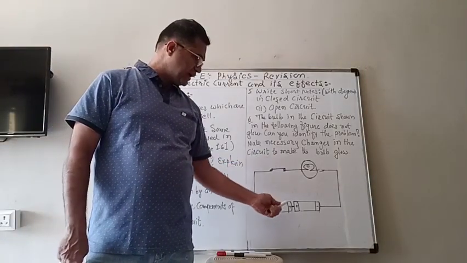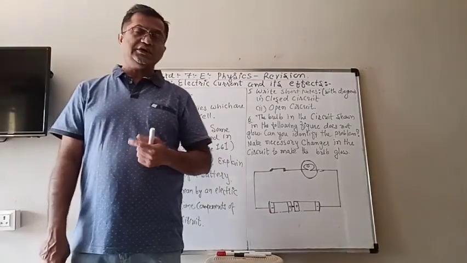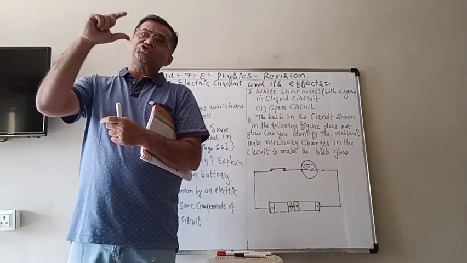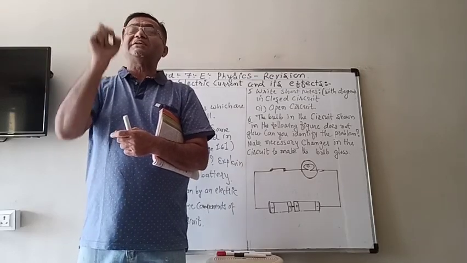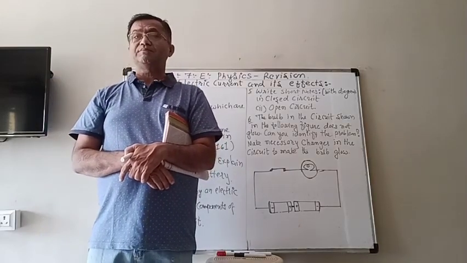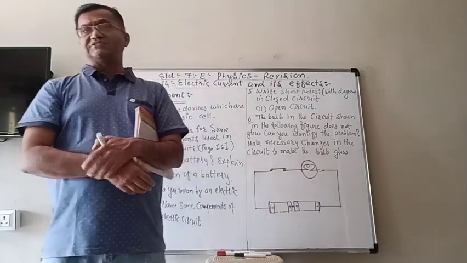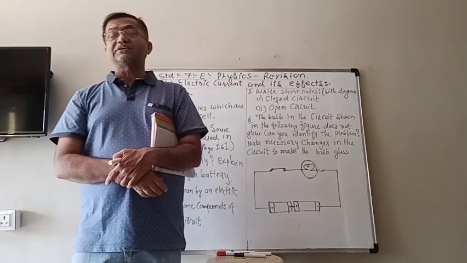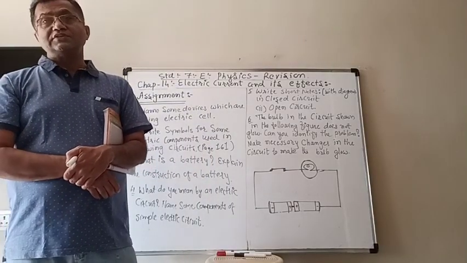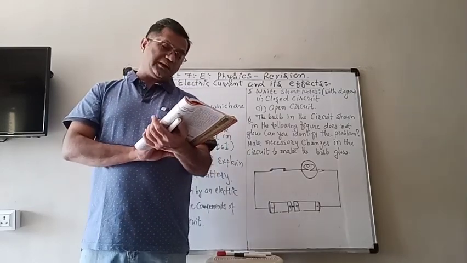One is the positive terminal and the other one is the negative terminal. In the cell that we use in the remote control or in the torch, etc., you will see that on the top there is a small raised button-like structure that is working as the positive terminal, and the base or the cylindrical vessel-like structure is working as the negative terminal. In all the components there are two terminals, a positive terminal and a negative terminal.